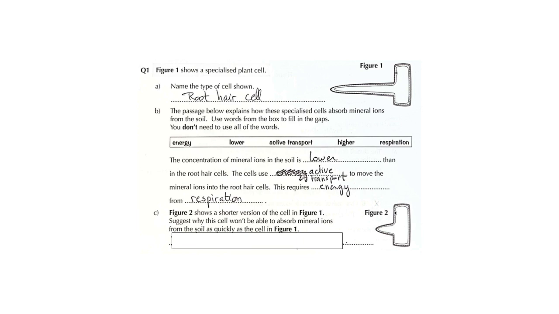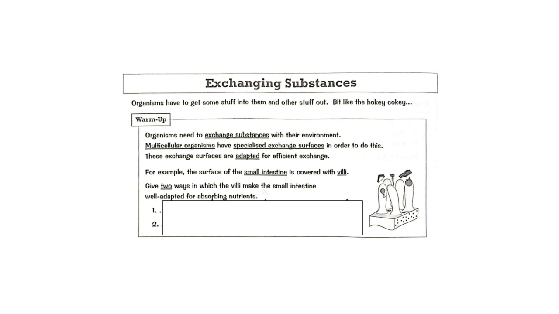Figure 2 shows a shorter version of the cell in Figure 1. Suggest why this cell won't be able to absorb mineral ions from the soil as quickly as the cell in Figure 1. It has a way lower surface area. So less things are going to be absorbed, less water and less mineral ions.